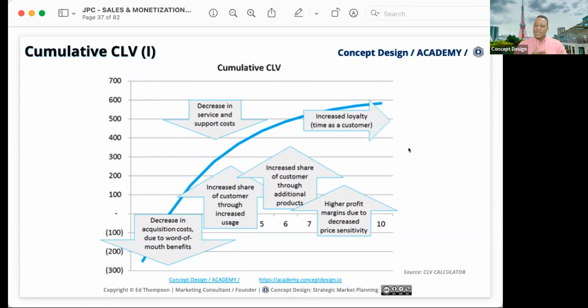This is why FAQs and Q&A forums that consumers run on behalf of companies can help reduce a substantial amount of costs. And then there are additional products that people wind up buying, so that's the upsell. And there's higher profit margins due to decreased price sensitivity.